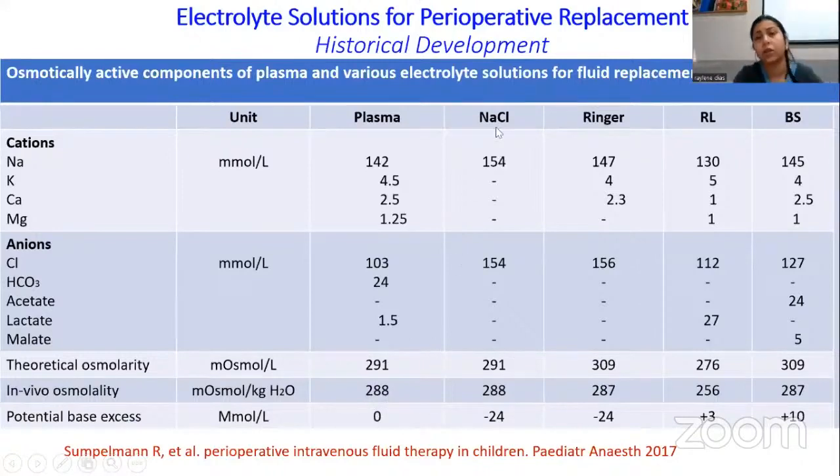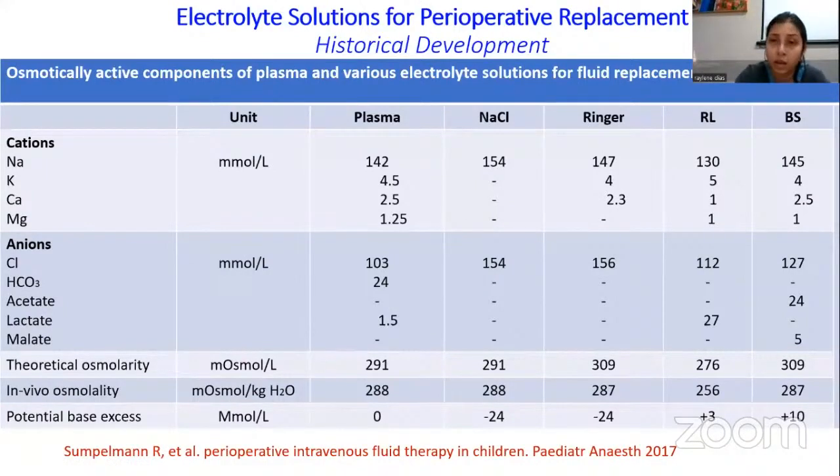Now, if we look at sodium chloride, this was the first solution that began to be used during the cholera epidemic. So here there is a lot of sodium, you can see 154, and a lot of chloride. So the in vivo osmolality is 288. Now there is a slight difference between in vivo and theoretical osmolality. In vivo is how the solution behaves in the body. Because the anions get absorbed onto plasma proteins, the effective or in vivo osmolality may be slightly lower than the theoretical osmolality. You can see here it also has a negative base excess, -24. The problem with this was that it was good for hyponatremic dehydration, but it can cause hyperchloremic metabolic acidosis when given in huge amounts.